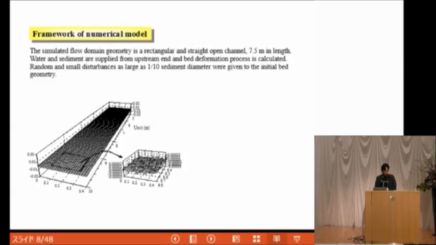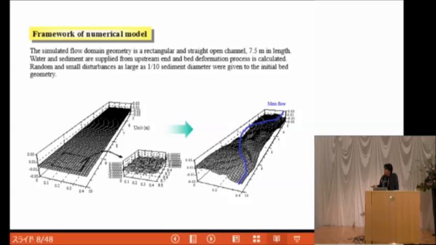And for the numerical analysis, this is the calculation domain, a rectangular open straight channel, same as the experimental flume. The water and sediment are supplied from the upstream end, and the bed deformation is calculated this way. The initial bed geometry is almost flat; almost means that we add a very, very small disturbance to the bed surface, like this. The size of the disturbance is 10% of the sediment diameter.